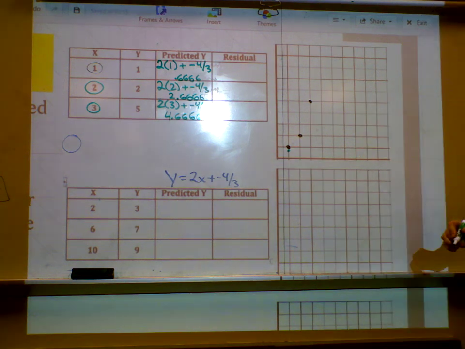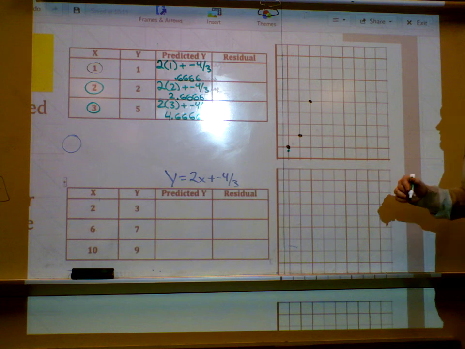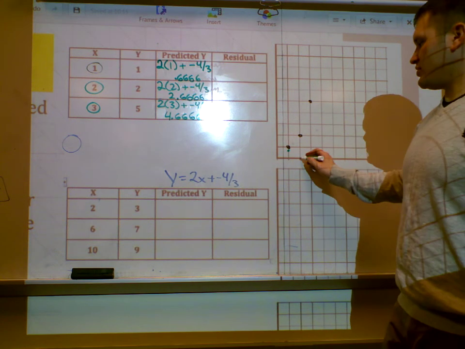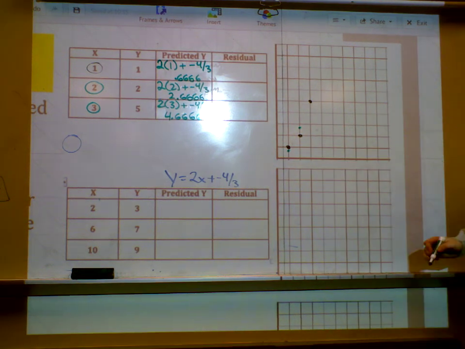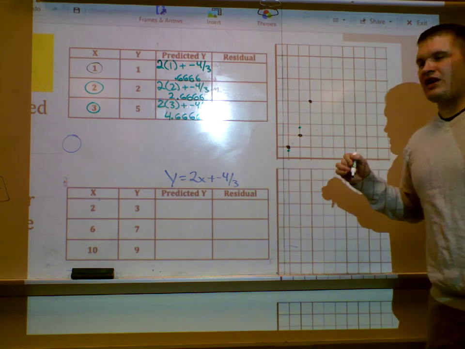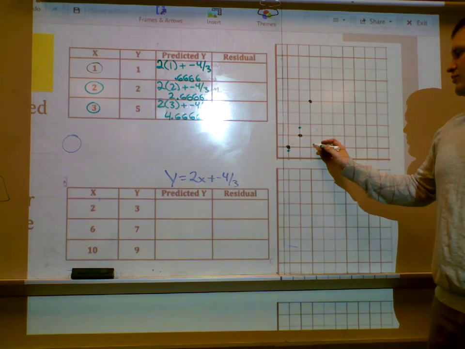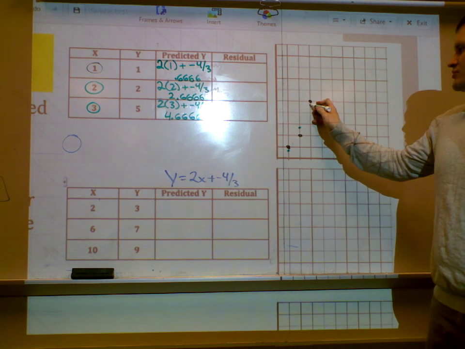Right? My next one, 2.6666666666. So I go to 2, up to 2, and it's a little less than 3. About 2/3 of the way up. My last one, 3, 4.666666. So 1, 2, 3, 4. So it's right about there.